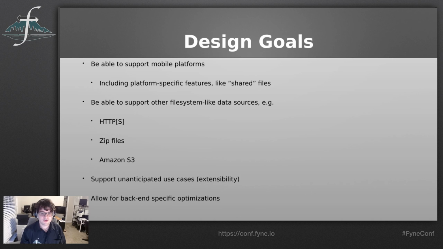So our design goals when we set out to create the storage repository system, the first one was to be able to support mobile platforms. That was the initial impetus that put us down this road, and especially being able to handle things like shared files and stuff like that. But we also wanted to be able to support any kind of file-like device. So for example, maybe you have an HTTP or HTTPS server, a zip file. Amazon S3 was a motivational example we came up with. You could imagine lots of different data sources that are hierarchical and have nodes that you could read or write data to.